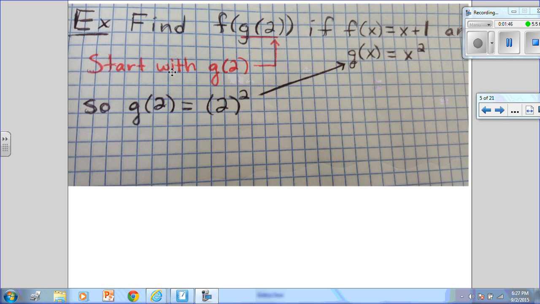Okay, so notice that I went ahead and put G of 2 is equal to, oh, okay, sorry about that. The intercom just went off, so disregard that.